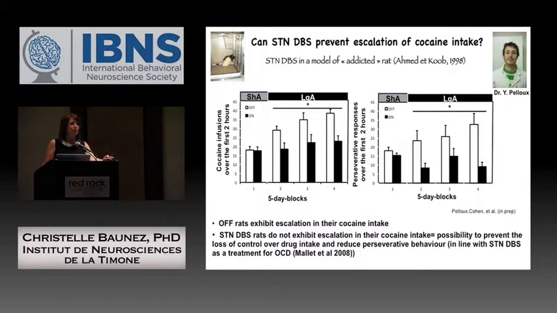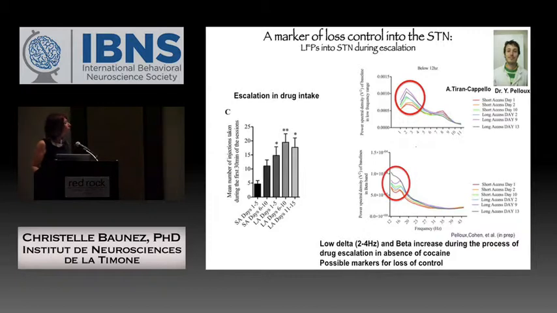But why? What's happening? Since we know that STN is also an interesting place where oscillatory activity can be recorded, we decided to use the fact that we implant electrodes in the STN to stimulate with high frequency to now record local field potentials in the STN during the process of escalation. Can we find a marker of the loss of control over the drug intake within the STN? So that was the last recent study we've done.